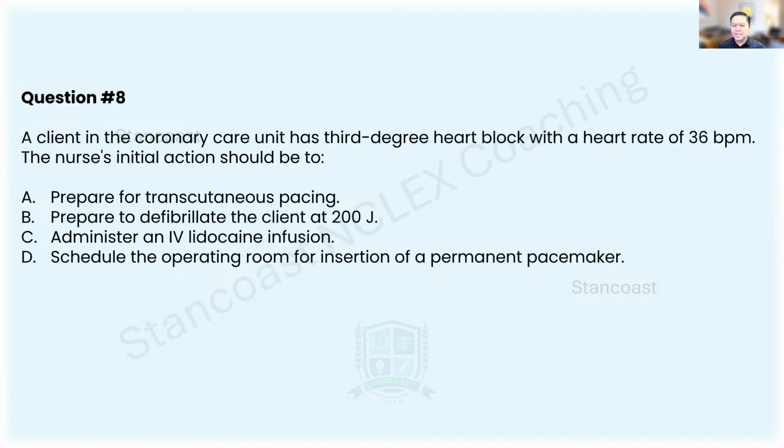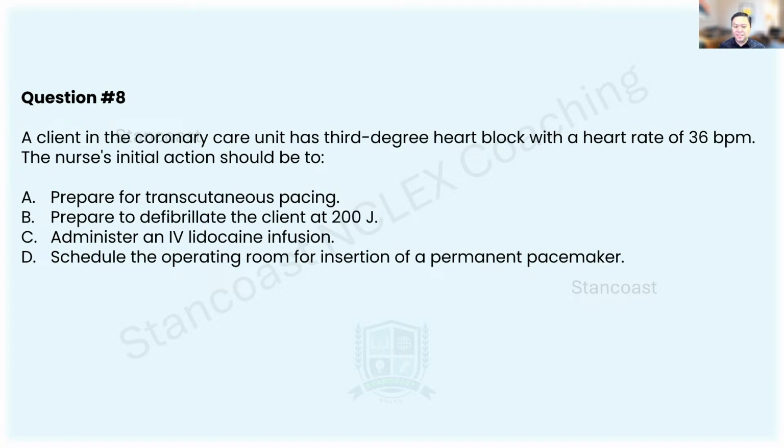Number 8. A client in the coronary care unit has third-degree heart block with a heart rate of 36 beats per minute. The nurse's initial action should be: A. Prepare for transcutaneous pacing. B. Prepare to defibrillate the client at 200 joules. C. Administer an IV lidocaine infusion. Or D. Schedule the operating room for insertion of a permanent pacemaker.